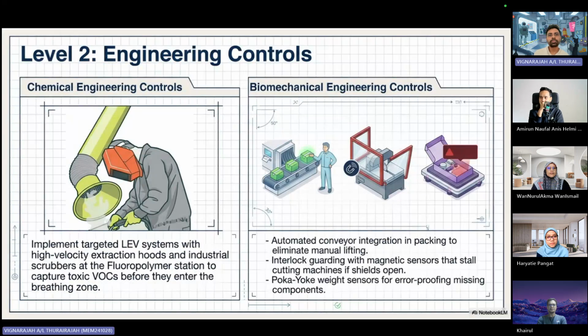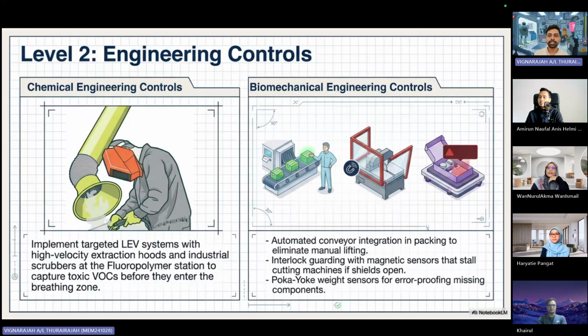Okay, so level 2, we talk about engineering controls. Based on our given situation, we have two controls that we can place. One is a chemical engineering control and the other one is a biomechanical engineering control. In terms of chemical controls, we implement targeted LEV systems with high velocity extraction hoods and industrial scrubbers at the fluoropolymer station, because that is the station that involves a lot of chemicals and toxics due to the spraying process.